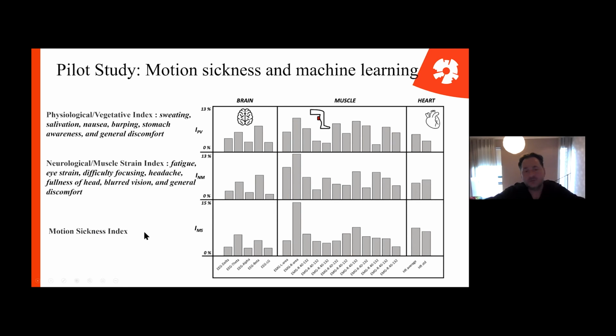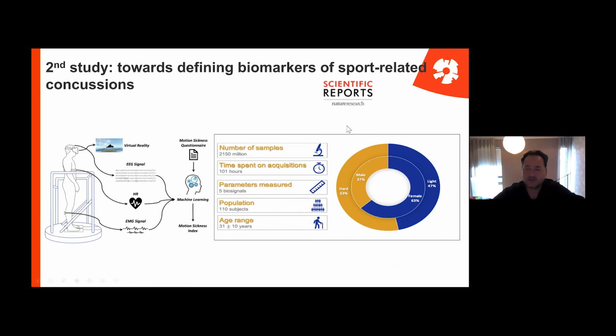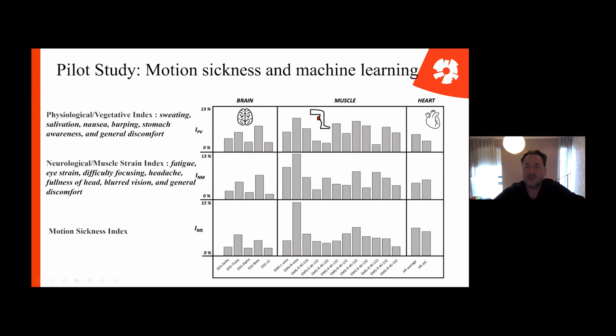So the good news is that by putting together all the parameters that we measure, we are able to predict those indexes. But most interesting is where the prediction comes from. This shows the importance of each parameter in terms of prediction.